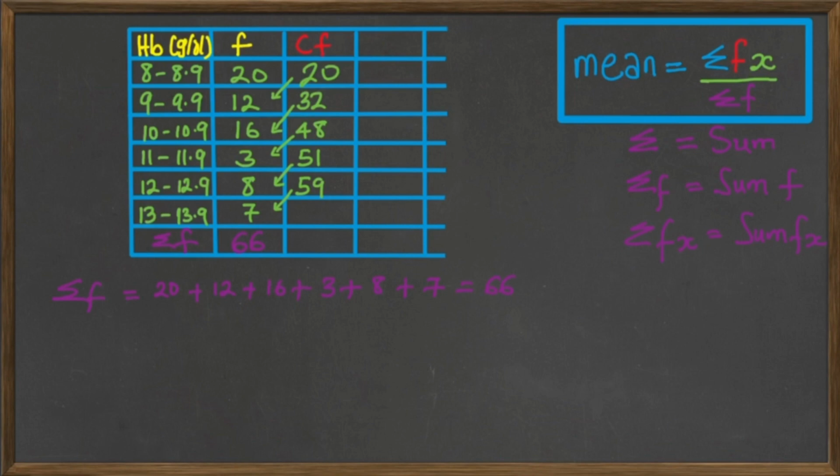Now, one thing you need to note is that the last cumulative frequency should be the same thing as the total number of individuals that you have. So by the time you get to the last class, which is the class of 13 to 13.9, the cumulative frequency you should have there should be the same thing as the total frequency. This is a check. You have to always make sure you're correct on this level.